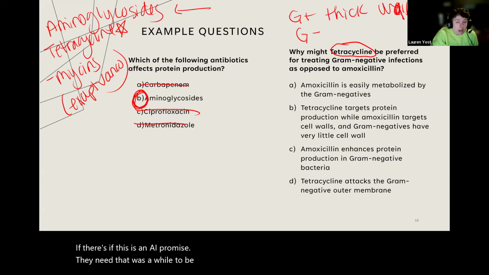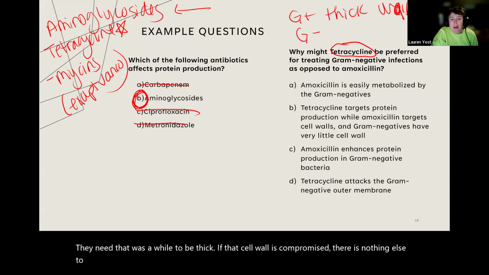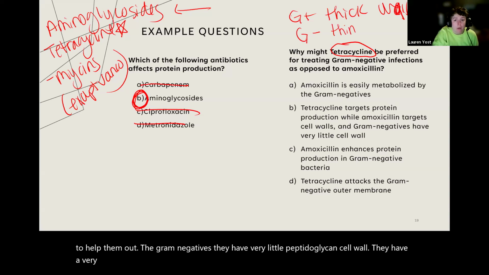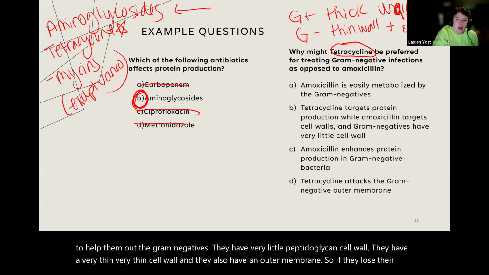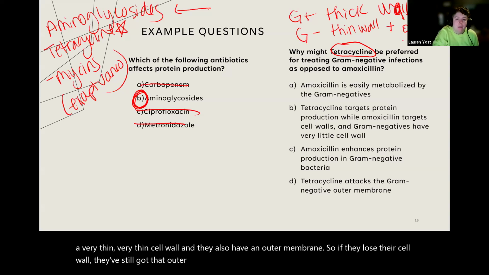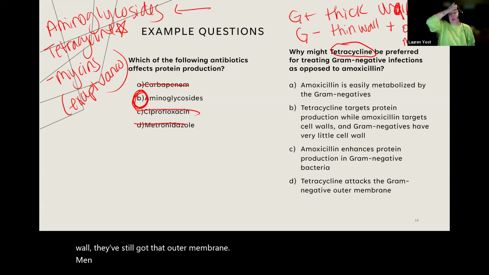If that cell wall is compromised, there is nothing else to help them out. The gram-negatives have very little peptidoglycan cell wall. They have a very thin cell wall, and they also have an outer membrane. So if they lose their cell wall, they've still got that outer membrane to help them out. So they can deal.